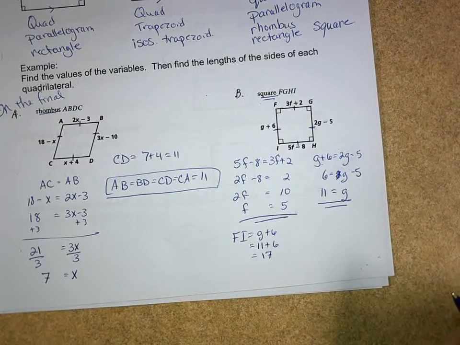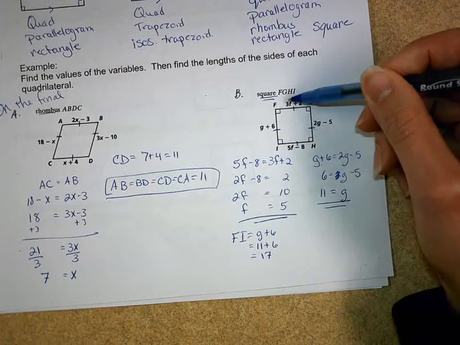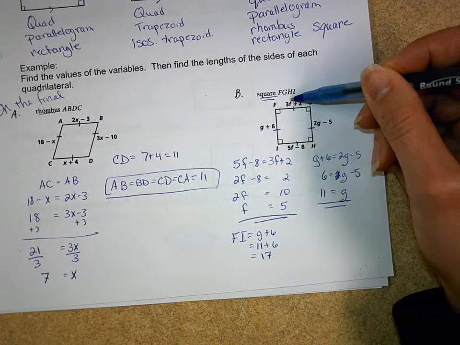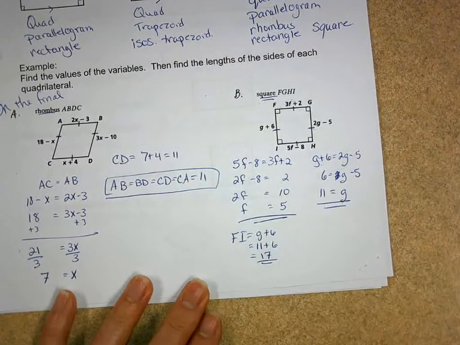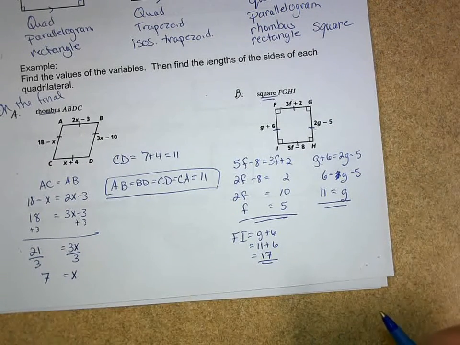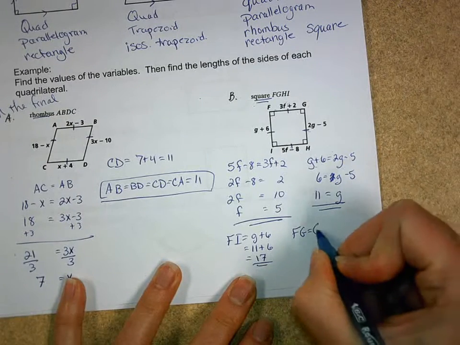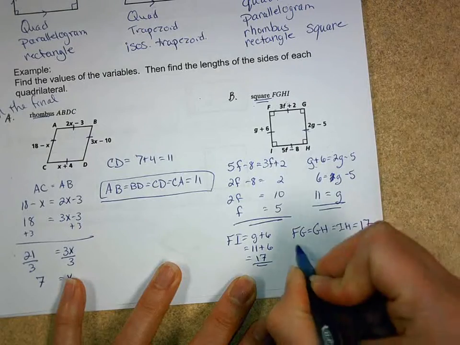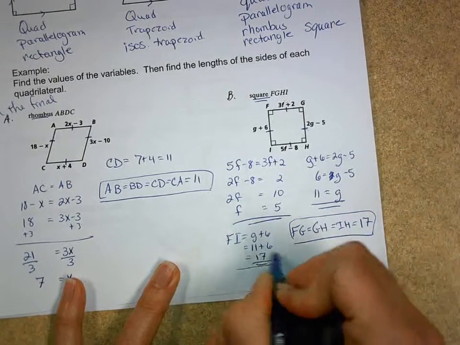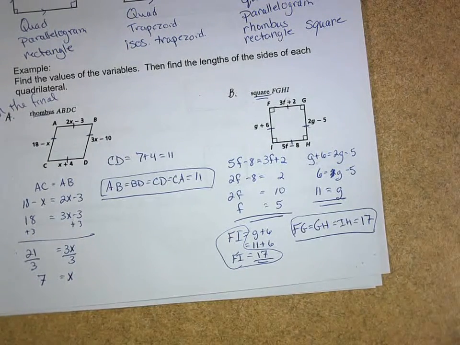Now, if I did this right, I should be able to plug F into the other side, 3F plus 2, and get the same thing. What's 3 times 5? That's 15, plus 2 is 17. So I know I did that right. So FI is 17, but that means all the other ones have to be too. So it means FG, GH, and IH all equal 17 also. So I have my three segments. So it works out pretty easily.